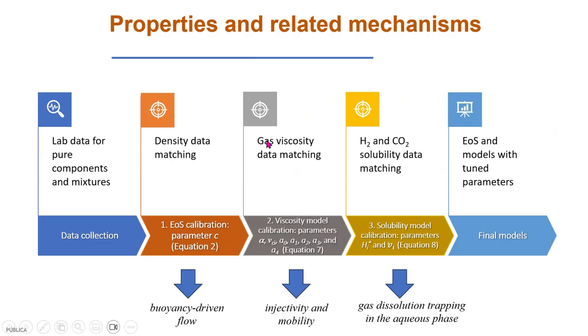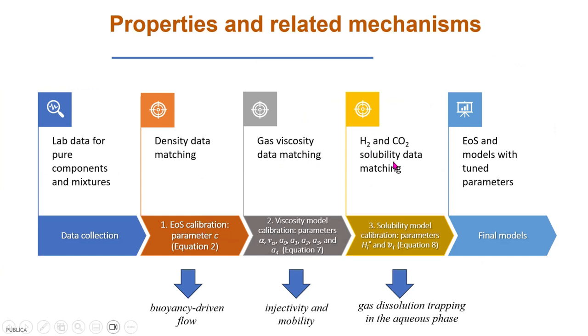Another important parameter for the gas is the gas viscosity. We can use a JST correlation as we did for the oil mixture. We can do the same for the gas. Viscosity is relevant because viscosity controls the injectivity and the mobility in the porous media. So both mechanisms are playing a very relevant role during a CCS project or during an underground hydrogen project. We need to be careful about how to represent the viscosity at reservoir conditions.